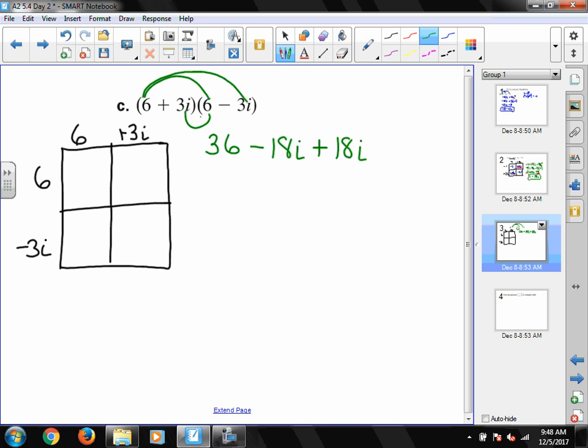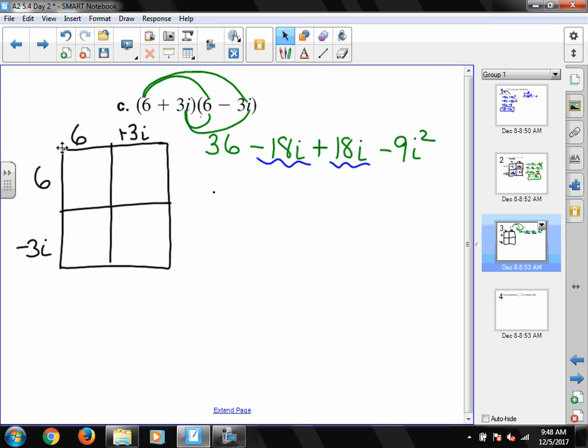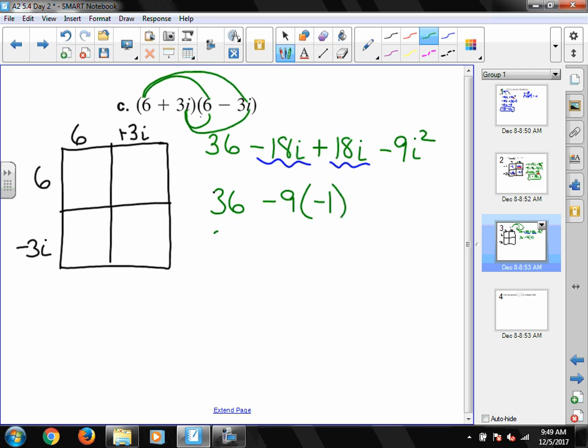And the last term in each side is going to be positive 3i times a negative 3i, which is going to give me a negative 9i squared. Collect what like terms we can. We've got our negative 18i plus 18i, and when you add those together, they cancel out to 0. So you're going to get 36 minus 9 times negative 1. Whenever you see that i squared, plug in negative 1. So 36 plus 9 is going to be 45.